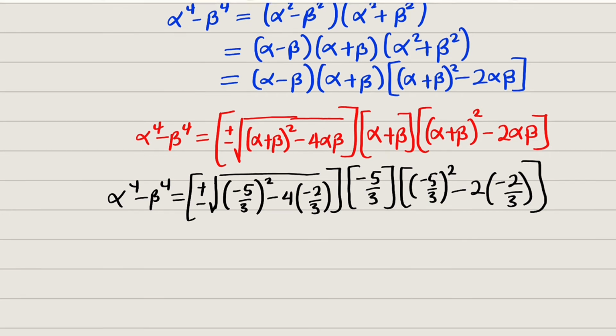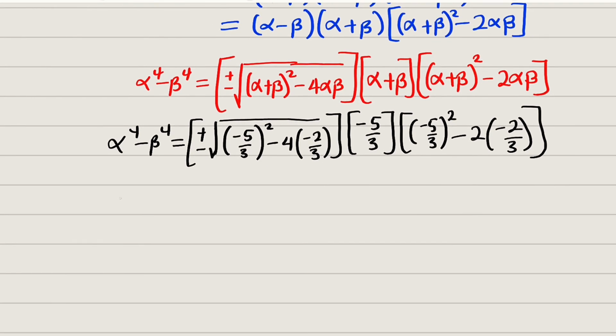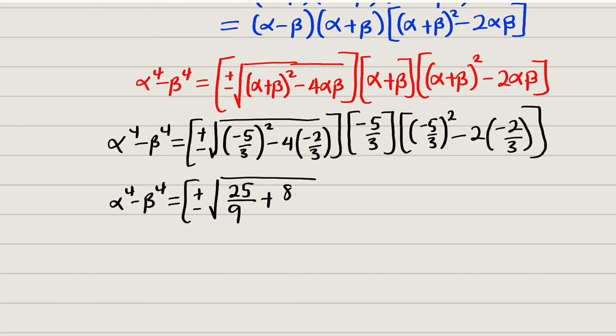Now let us continue simplifying. Alpha to the power of 4 minus beta to the power of 4 will be equal to plus or minus into the square root of negative 5 squared is 25, 3 squared is 9. Then minus minus is plus, 4 times 2 is 8. Divide by 3. Multiply by negative 5 over 3.